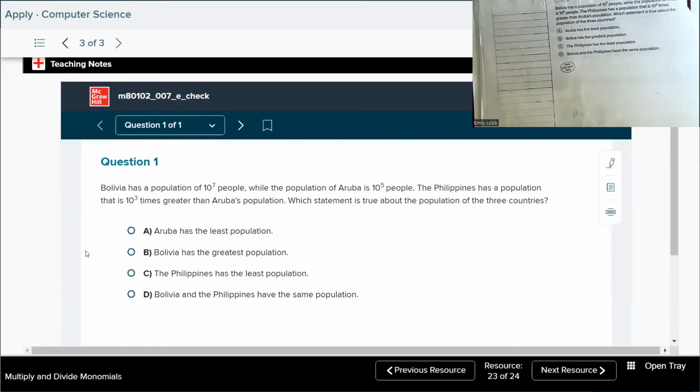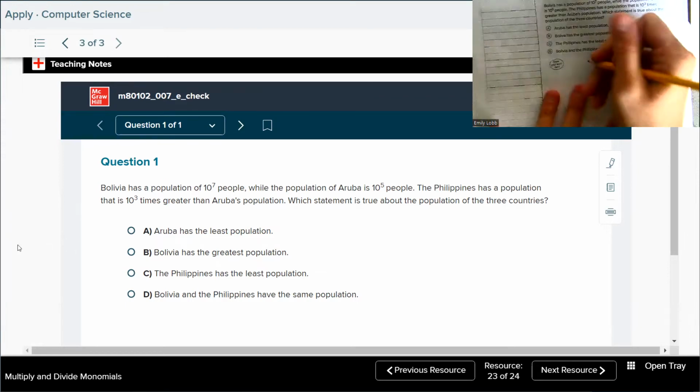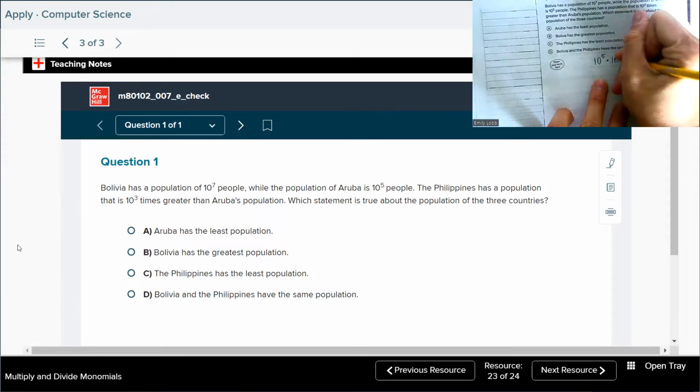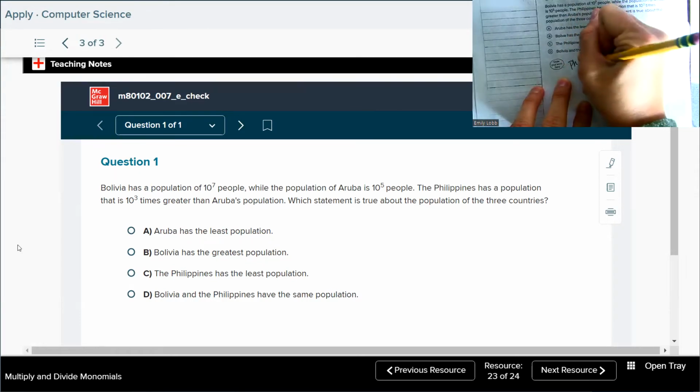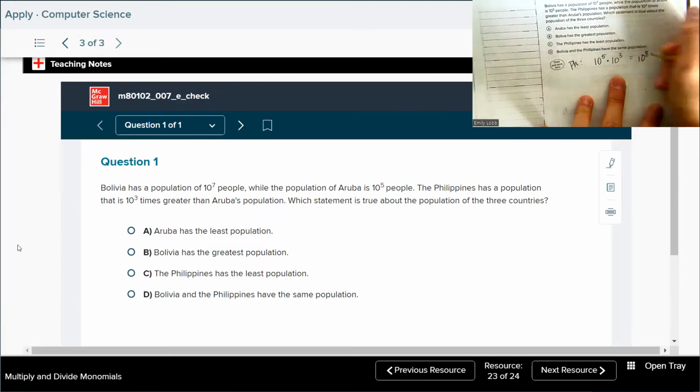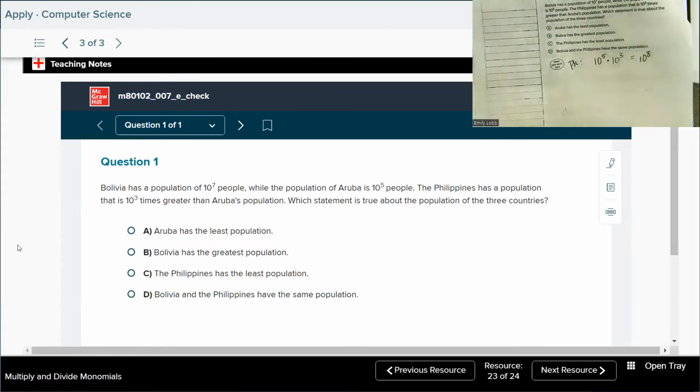Bolivia has a population of 10 to the 7th people, while the population of Aruba is 10 to the 5th power people. The Philippines has a population that is 10 to the 3 times greater than Aruba's. So what are we multiplying by 10 to the 3? Which population, Bolivia or Aruba? Aruba, and Aruba's population was 10 to the 5th. So I'm going to write down that 10 to the 5, and I'm multiplying it by 10 to the 3 in order to get the Philippines population. What is 10 to the 5th power times 10 to the 3rd power? 10 to the 8th power.